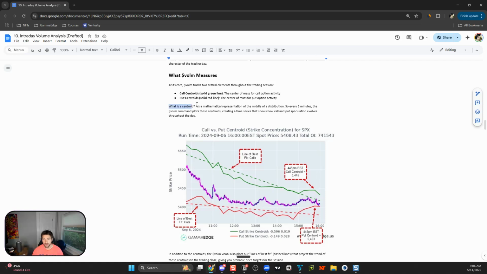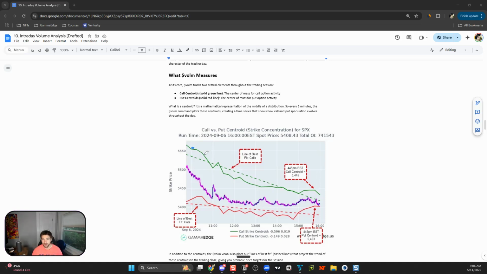Call centroid is a solid green line, put centroid is a solid red line. And so, what is a centroid? It's a mathematical representation of the middle point of a distribution. So every 5 minutes, the vol M command plots these centroids, which again is effectively on a 5-minute basis. We aggregate total call volume, total put volume. We find that distribution, the middle point of that distribution, which is the centroid, and we plot that.